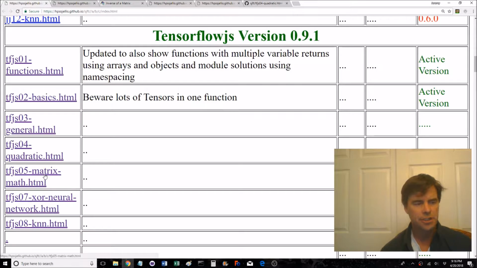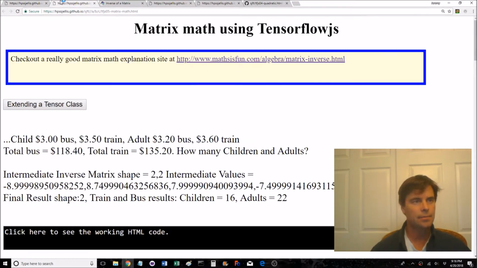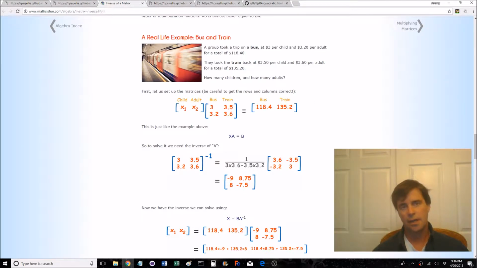Okay, let's do some matrix math. Here we go. There's this math site. You can click on it. It's right here. A real-life example, bus and train. And this is what we're going to work through. It just kind of shows you how matrix math is really powerful. It can do some fancy things.